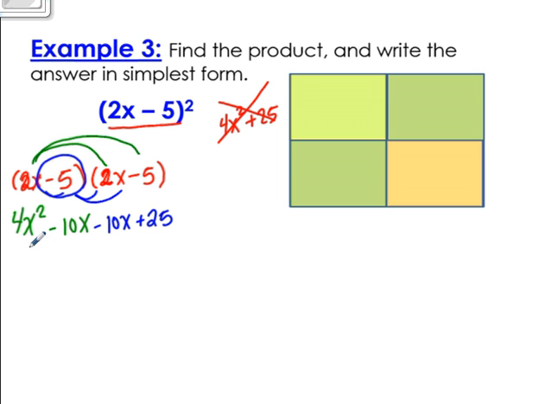When you combine like terms, I don't have any other x squared, so this one just comes down. Combine those and it should get more negative and give me a negative 20x. And then bring down your positive 25 that didn't have any other like terms.